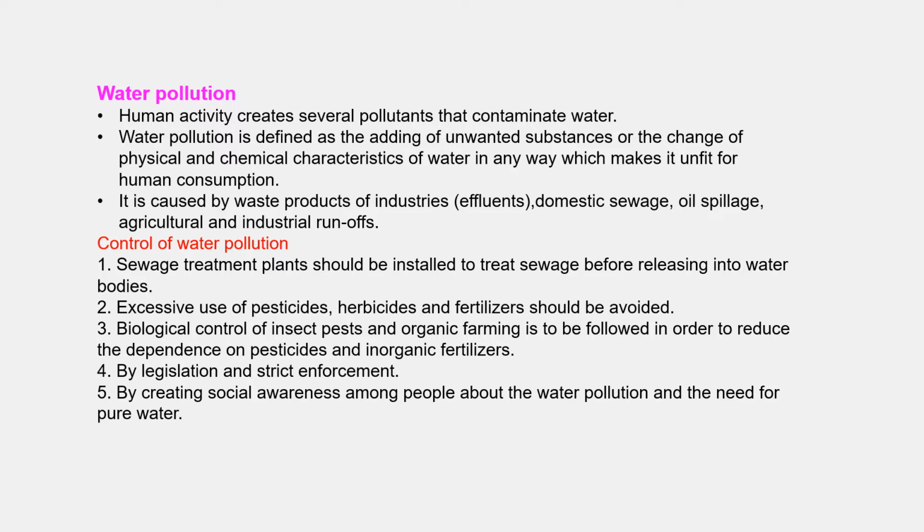Second, excessive use of pesticides, herbicides and fertilizers should be avoided. I hope you understand. Then biological control of insect pest and organic farming is to be followed in order to reduce the dependence on pesticides and inorganic fertilizers, by legislation and strict enforcement, by creating social awareness among people about the water pollution. Are you clear?